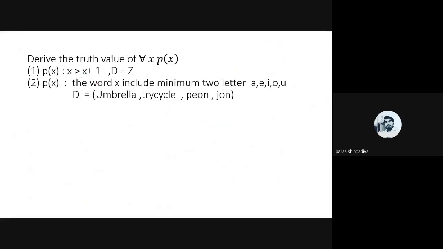And then derive the truth value of every x P(x). That is the first one, and that is the second one. You have to decide the truth value of every x P(x), where P(x) is given as x greater than x plus 1, and the domain is Z. So what is the output of every x P(x)? Is it true or false? x greater than x plus 1 is our predicate, and the domain is Z.